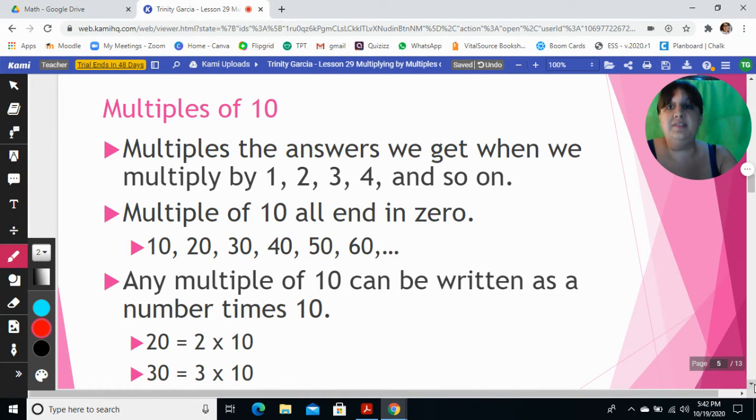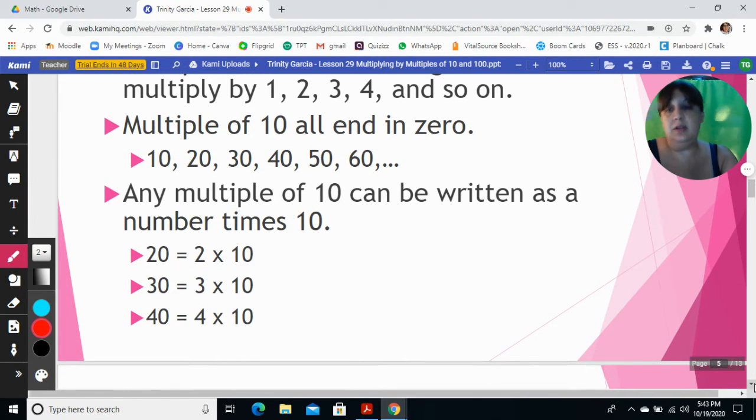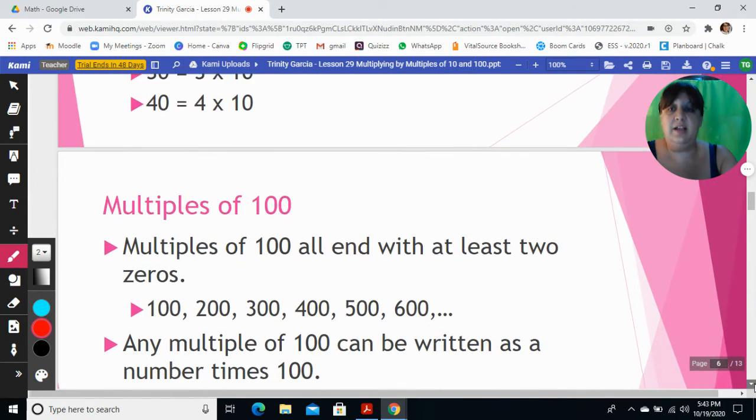Okay, multiples of 10. Multiples are the answers that we get when we multiply 1, 2, 3, 4, and so on. Multiples of 10 all end in a 0: 10, 20, 30, 40, 50, 60, you get the idea. Any multiple of 10 can be written as a number times 10, and you see 3 examples here below. 20 is equal to 2 times 10. 30 is equal to 3 times 10, and 40 is equal to 4 times 10. You get how that works.